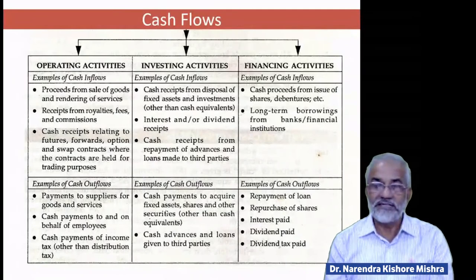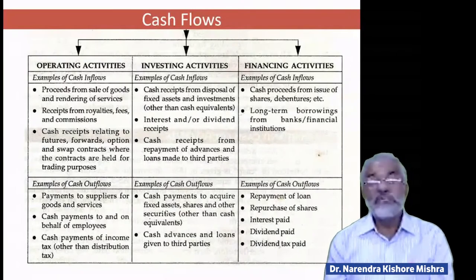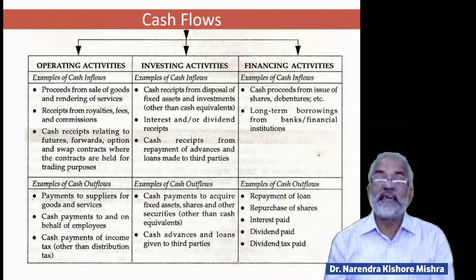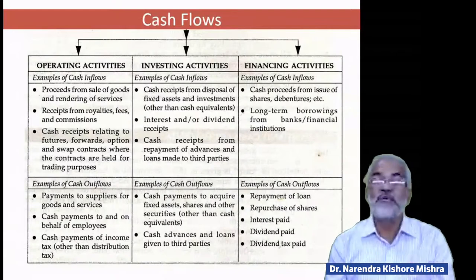And examples of cash outflows under investing activities are cash payments to acquire fixed assets, shares, and other securities. Other than cash equivalent, means the short-term securities or highly liquid securities are not included therein. Other than the highly liquid securities and short-term securities, whatever payments are made for acquiring of the shares and bonds, and whatever payments are made for fixed assets, may be tangible or intangible, all these things will come under the outflow of cash in the hands of the organization.